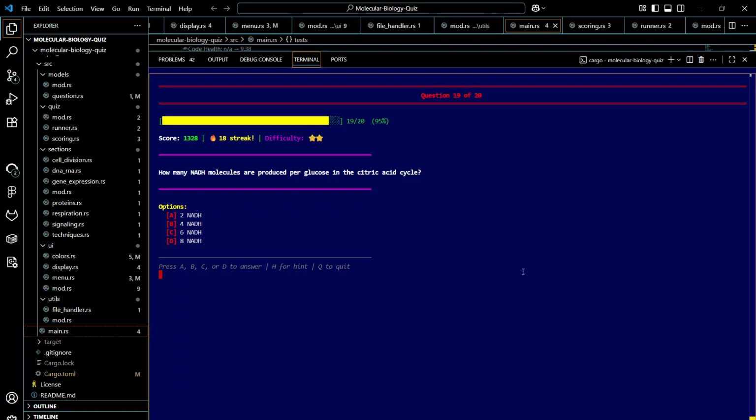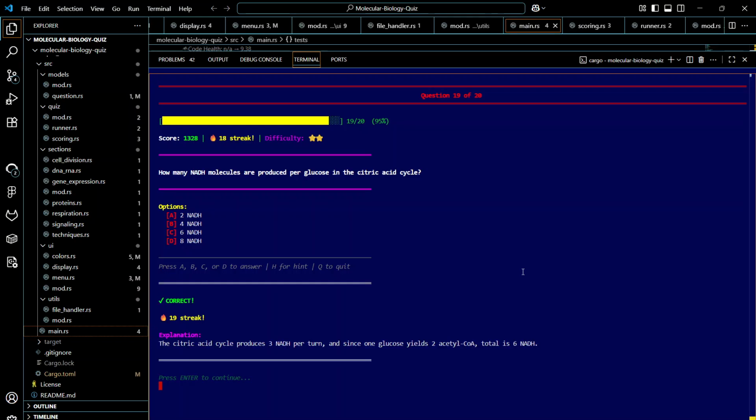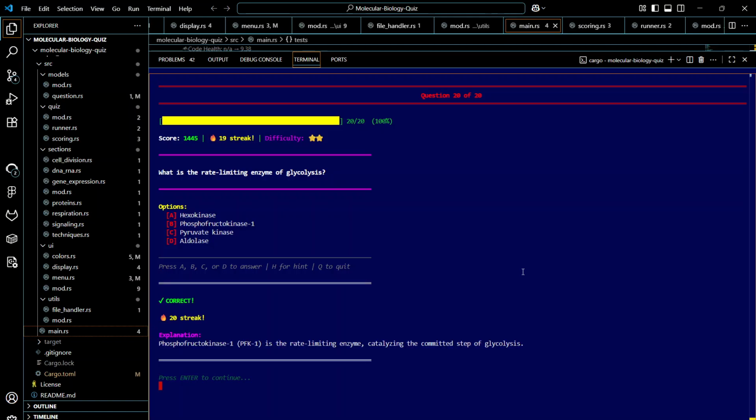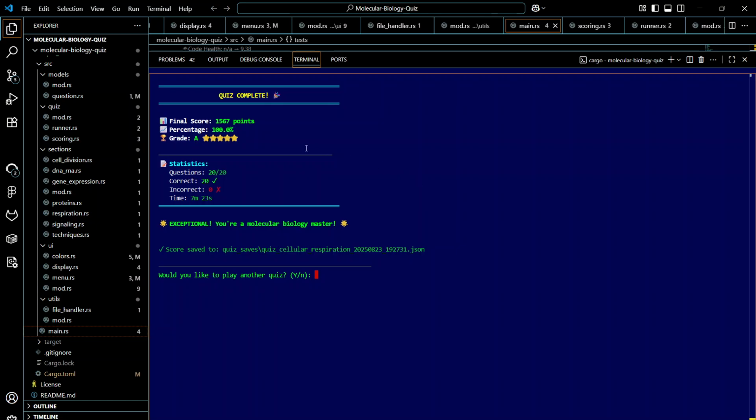How many NADH molecules are produced per glucose in the citric acid cycle? Let's see. I think it's 6. Is it 6? I don't remember. Let's go with that. Nice. Come on. One more. What is the rate limiting enzyme of glycolysis? That would be phosphofructokinase. Look at that. 1,567 points out of 100%.